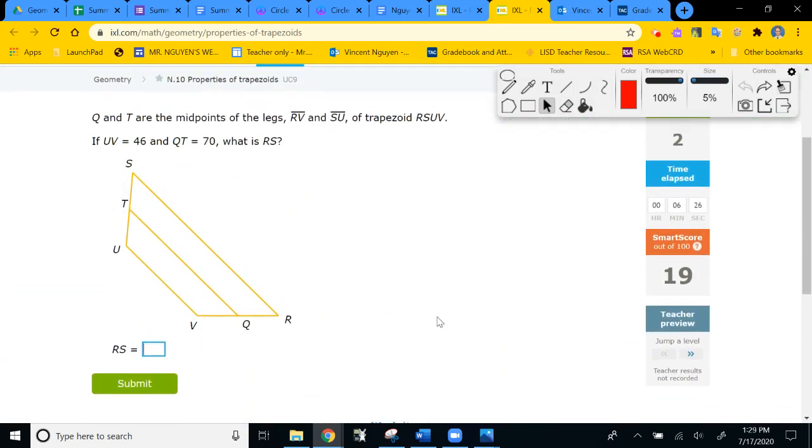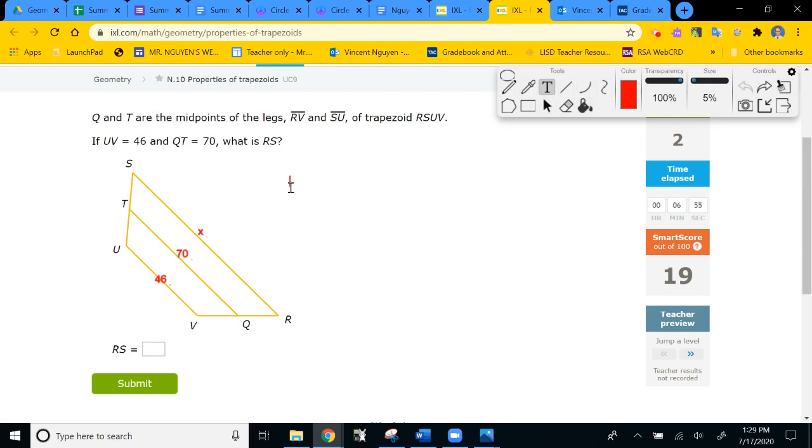Okay. This one we're looking for actually the base and not the middle. So this is the case where you kind of have to work around with your numbers a little bit. So let's fill this out. 46 is that base. The middle is actually given to us. It's 70. And then the larger base we don't know, so I'm going to put in an X for that one. That's the one I'm looking for.